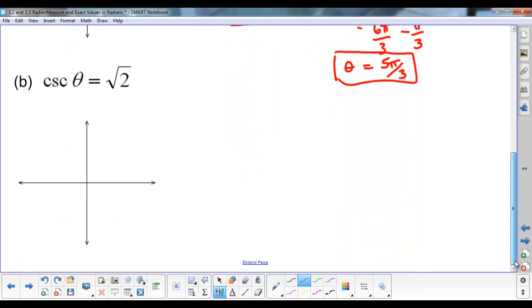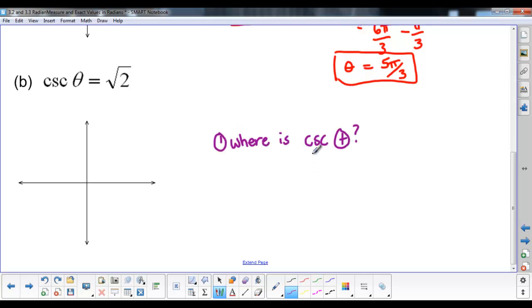Okay, let's try one last time. For this last example, we're going to follow the same steps. We want to know in which quadrants cosecant is positive. Because cosecant is the reciprocal of sine, it's the same thing as saying where is sine positive. So we can look at the first quadrant and the second quadrant based on the CAST rule.